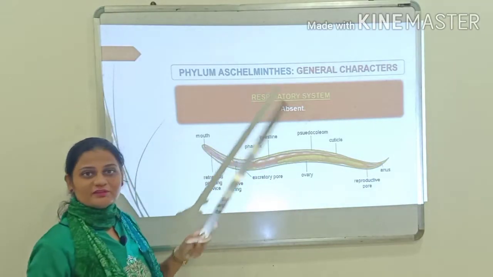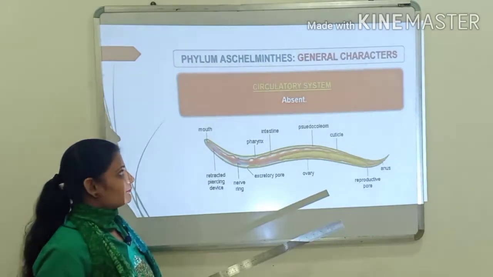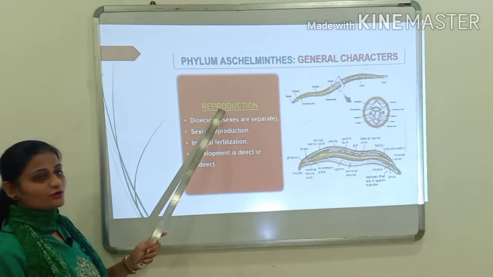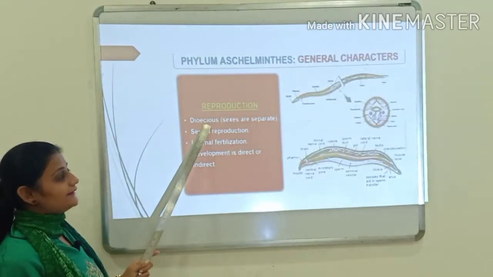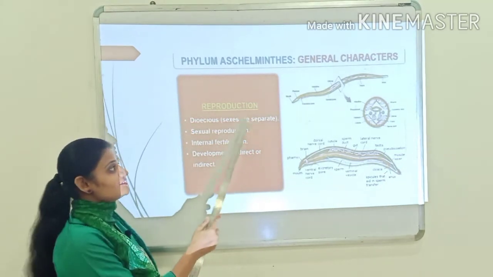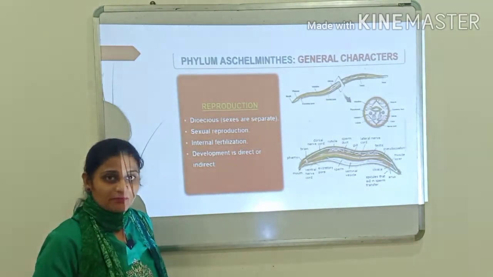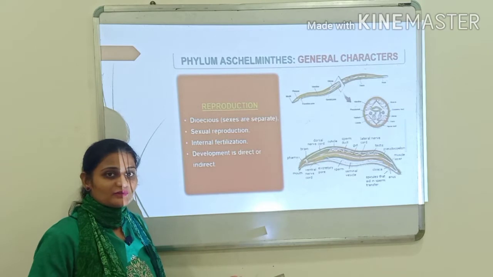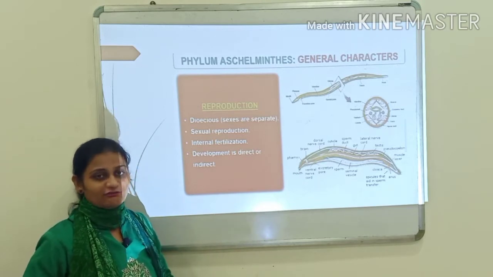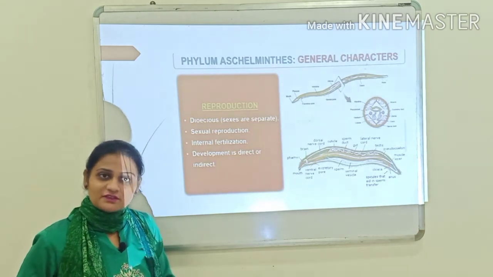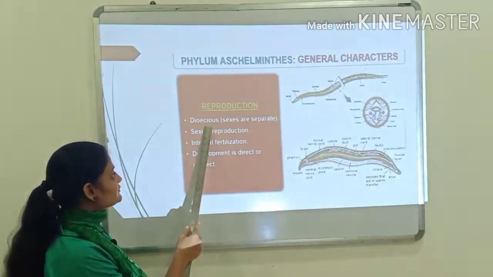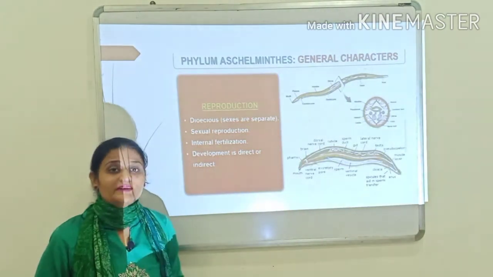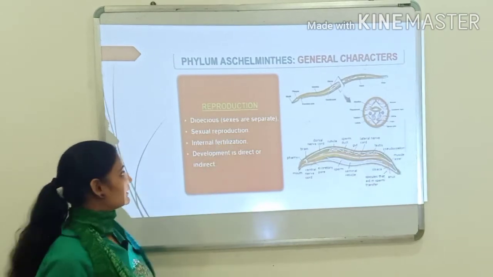Respiratory system in Aschelminths is absent. Circulatory system is also absent. Then talking about reproduction, the organisms are dioecious. That means sexes are separate. The male individual and female individual are separate, wherein the male reproductive system is present in the male individual and the female reproductive system is present in the female individual. So they are dioecious. They undergo sexual mode of reproduction, as they show sexual dimorphism.